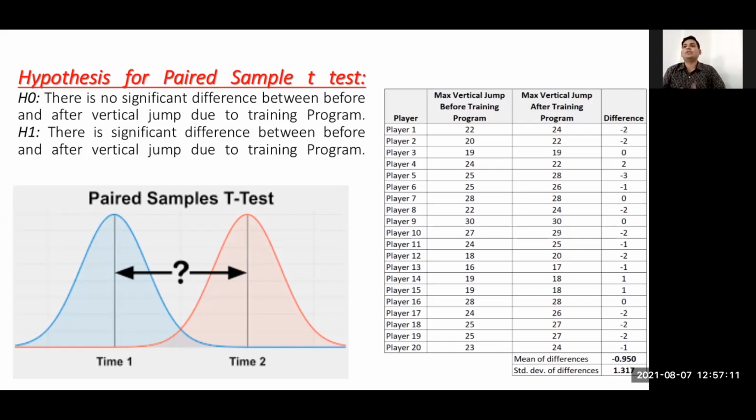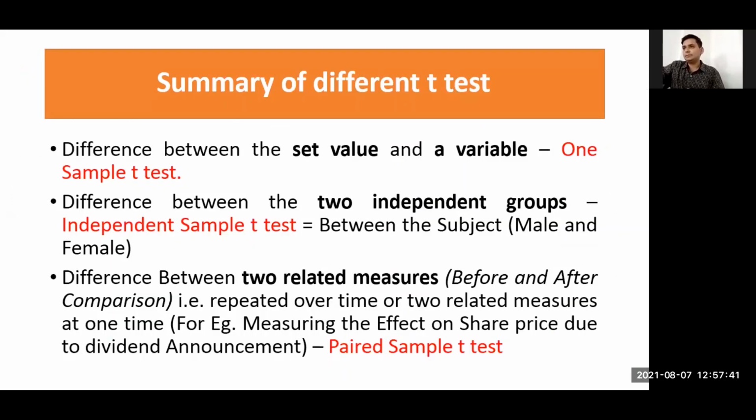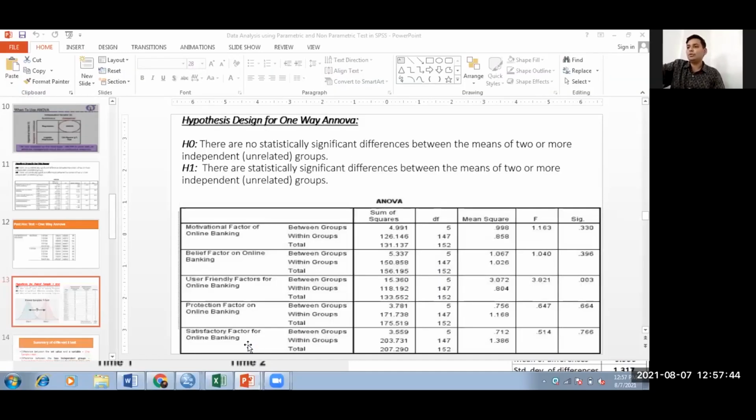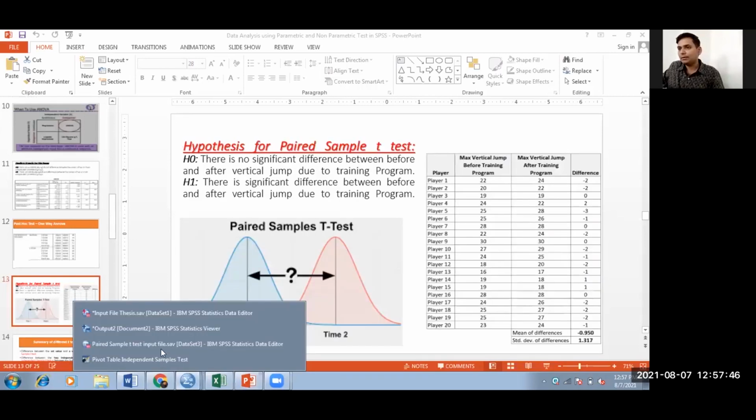So the null hypothesis for the paired sample t-test is that there is no significant difference between before and after vertical jumps due to the training program. Here we have taken one example: what is the jump size of the sportsman before training, and what is the size of the jump after you give some training, and you measure the result after the training. So before training and after training results have been given and we are measuring the difference, right? Let me show you through SPSS how to do it.